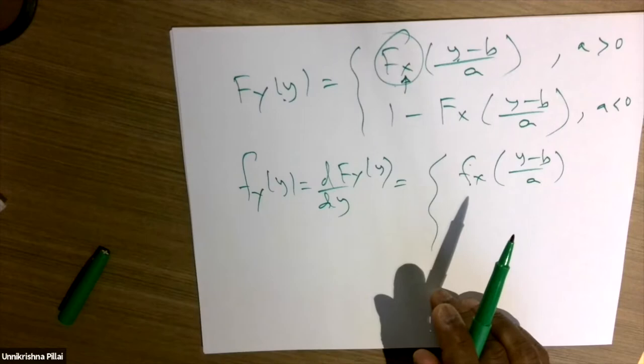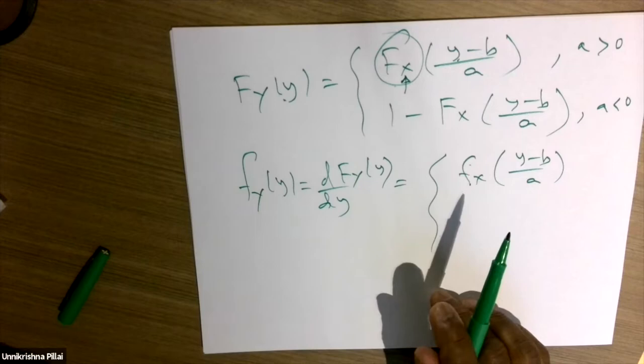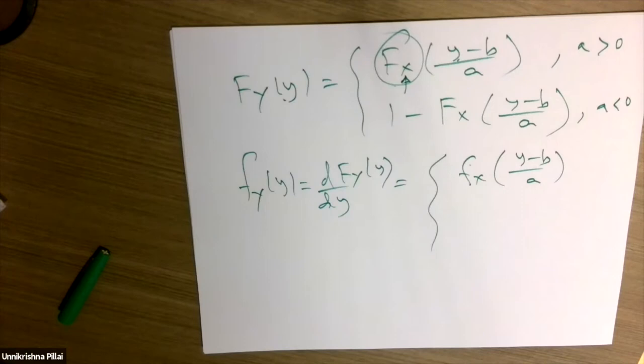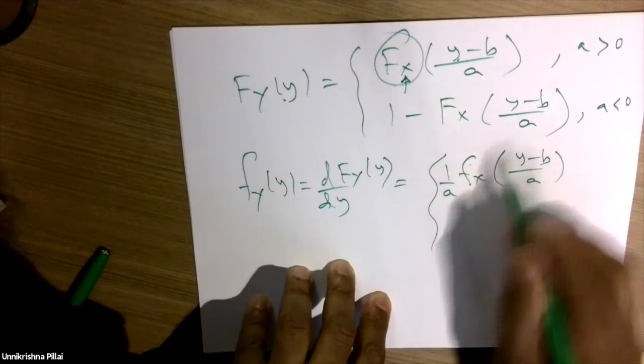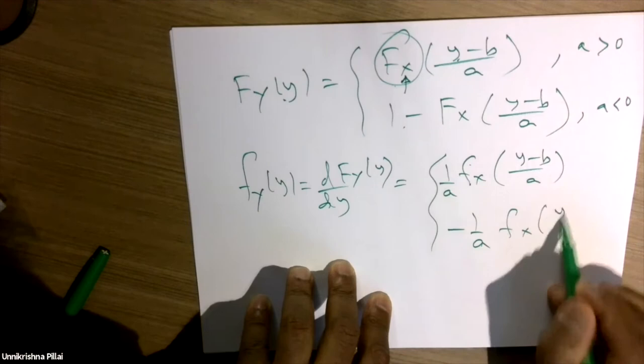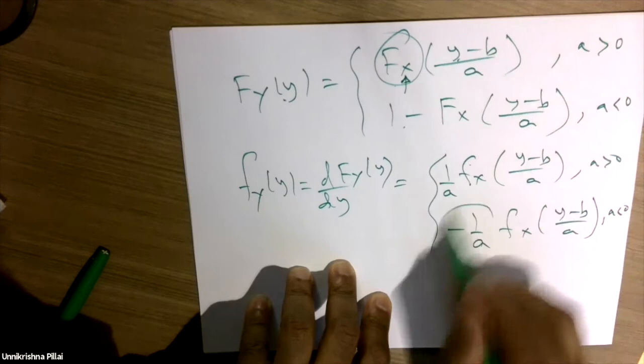See, a equal to zero, Y is b. Look at the equation. A equal to zero, then Y is b. Y is just a constant, so that's not a random variable anymore. If a equal to zero, the X is gone out of the picture. You are saying Y is a constant. So here this will be 1 over a, because of the derivative of this. Here it's going to be minus 1 over a times f_X of (y minus b) over a. This is a negative, this is a positive. But minus 1 over a is positive. So I can write this in this way if you want.